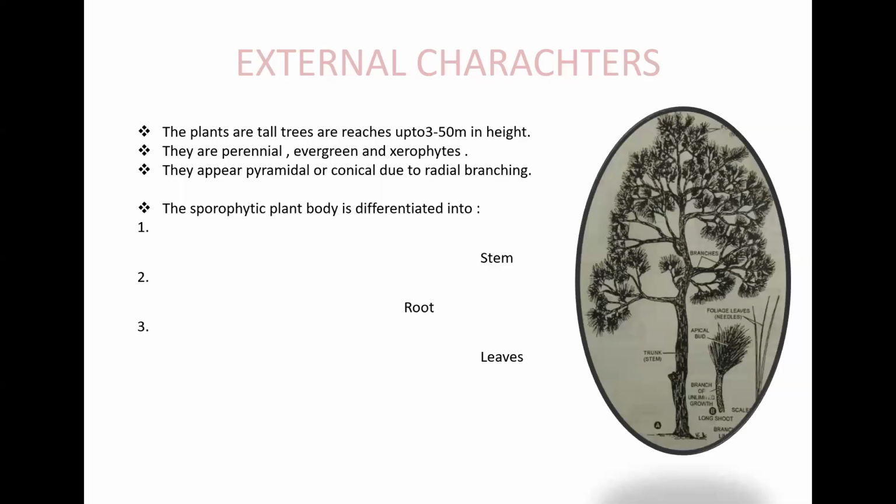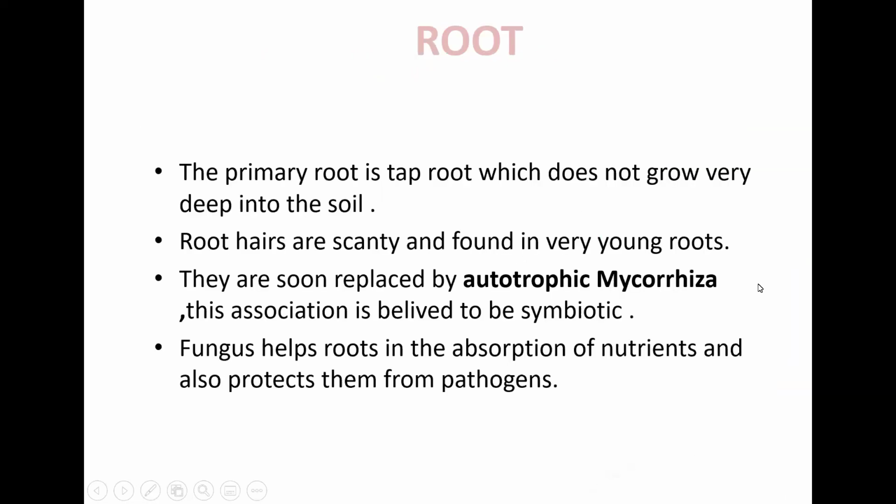Characters, and they appear pyramidical or conical in shape due to this radial branching. Radial branching here, in this sense, we can see the branches of older ones towards the base and the younger ones at the top. This is called radial branching. And the dominant phase, that is the plant body, is described as a sporophyte, as it is going to develop the sporangia or the sporophylls, and the plant is completely differentiated into stem, root, as well as leaves.